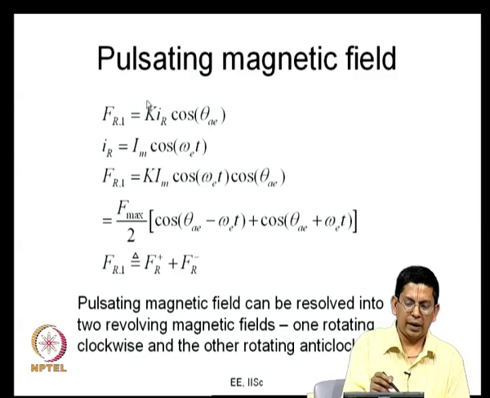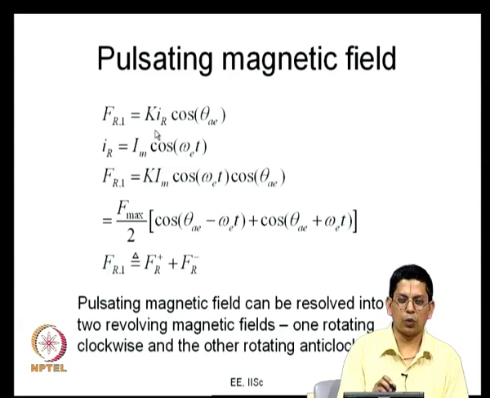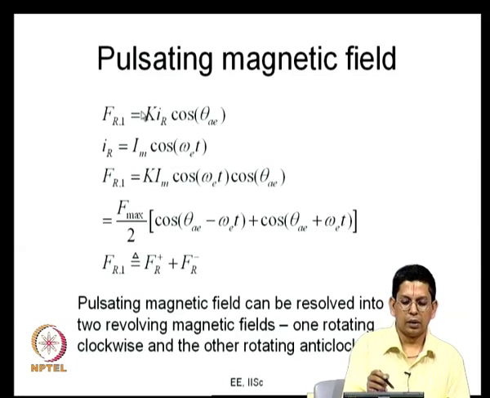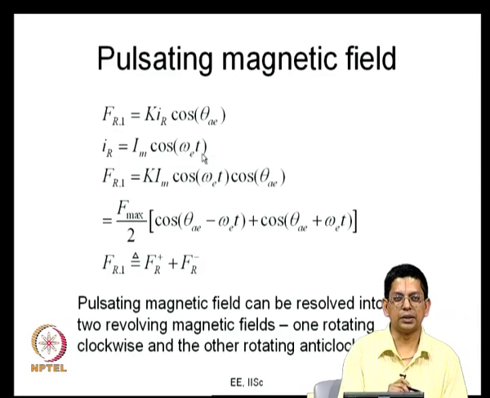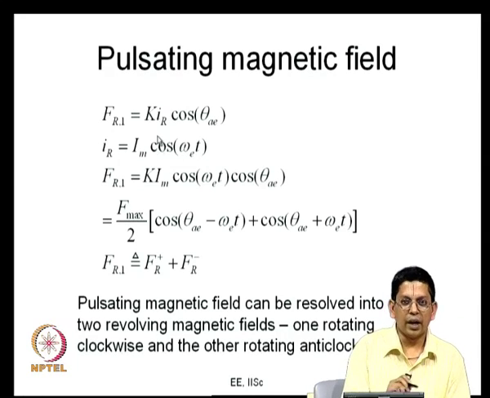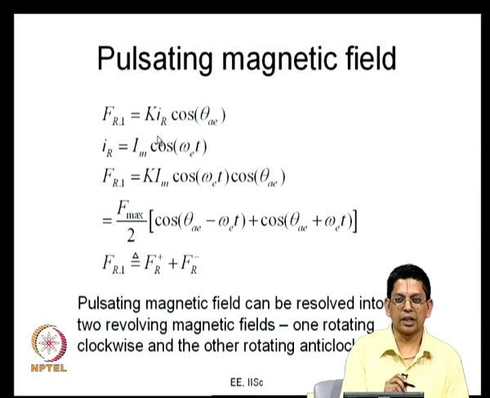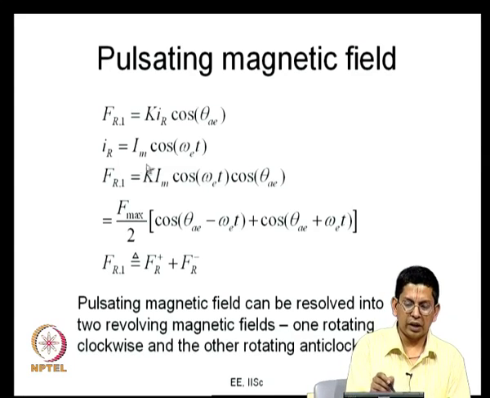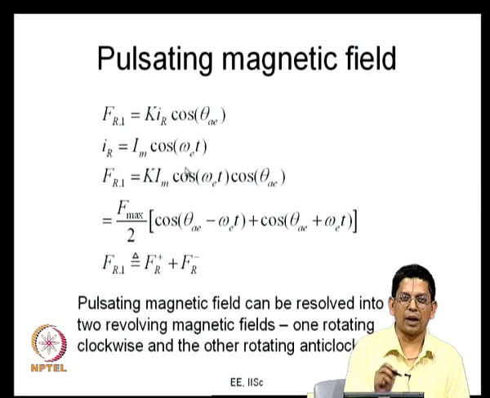I am not getting into the details of K, for one thing it would involve the winding distribution factors etc. So, that is a constant K, let us simply leave it at that. FR1 is K IR cos theta AE. Now, what is that IR? That is not going to be a constant current, you are going to be injecting an alternating current, Im cos omega ET. Omega ET is the fundamental angular frequency.